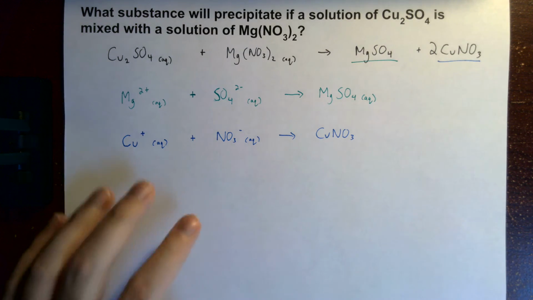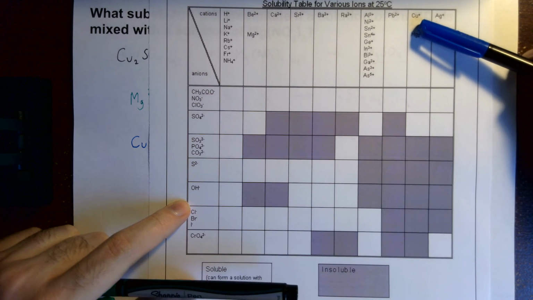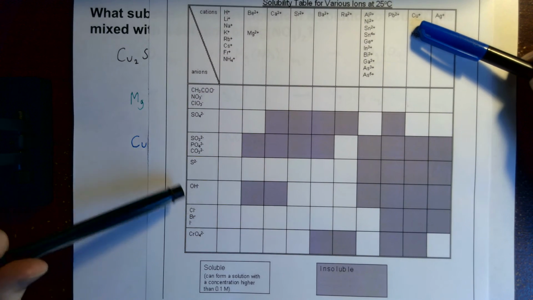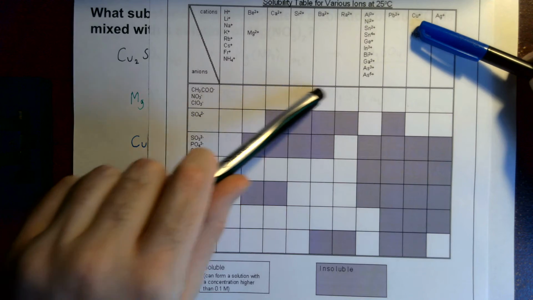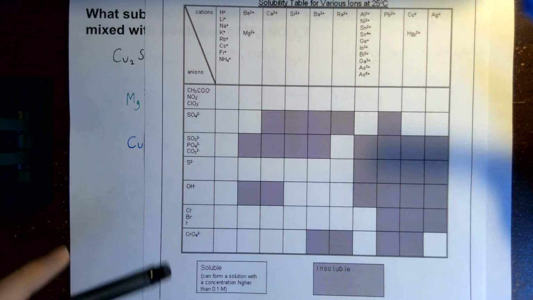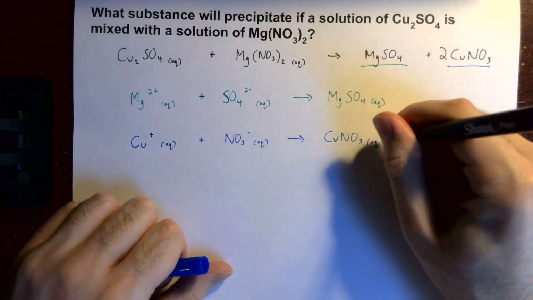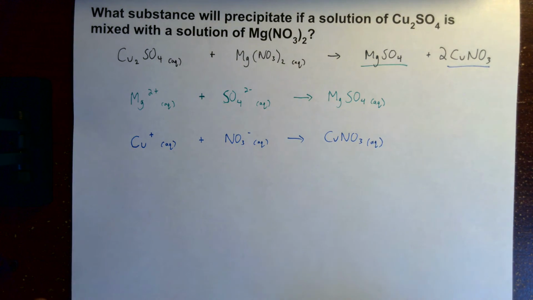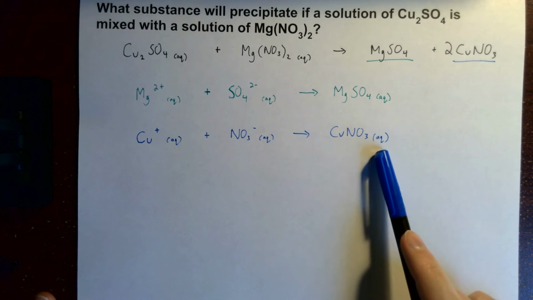So I'm going to put the AQ subscript so that we can keep track of that and we know that it's aqueous. Right, now we're going to look at copper and nitrate. So we'll find the copper. So copper is right here. And then we want to find the nitrate. So nitrate. So there's NO3. And we look for their point of intersection. So we move across and we move down. And there we are. So this is a white square. So that also is soluble.